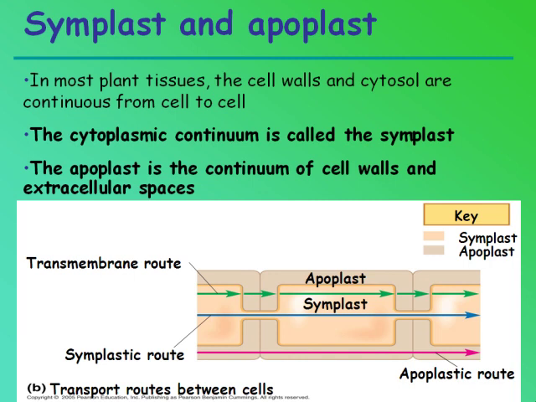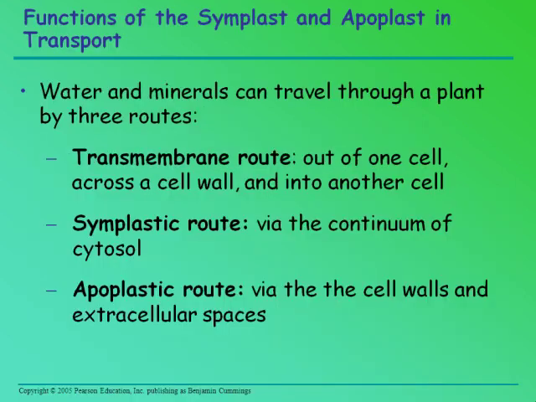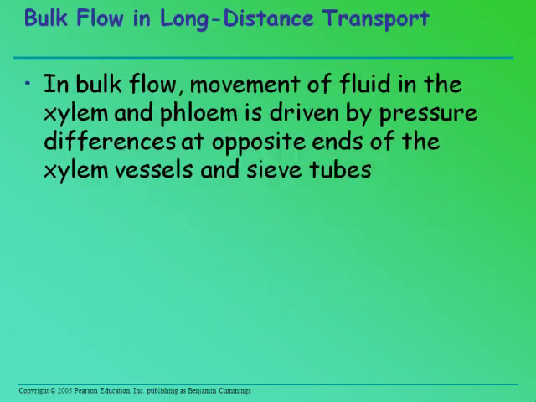So in most plant tissues, the cell walls and cytosol are continuous. The cytoplasmic continuum is called the symplast, remember that, and the apoplast is the continuum of cell walls and extracellular spaces. So transmembrane route, water can travel out of one cell across a cell wall and into another cell. Or water and minerals can travel via the continuum of the cytosol through plasmodesmata, or water and minerals can travel the apoplastic route via the cell walls and intercellular spaces.